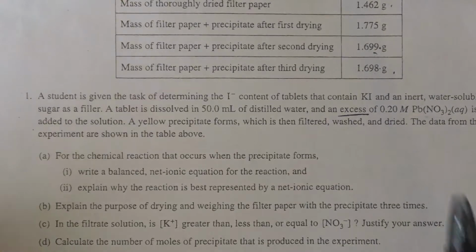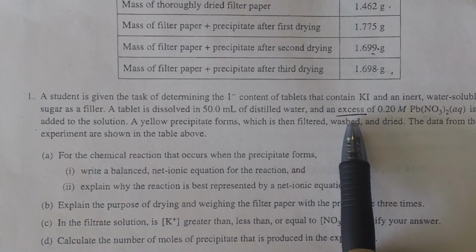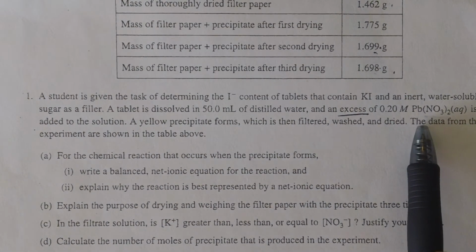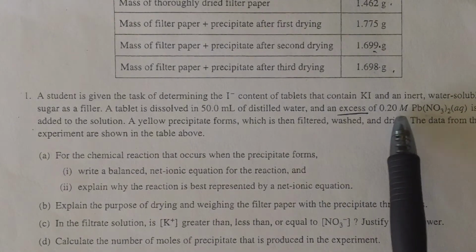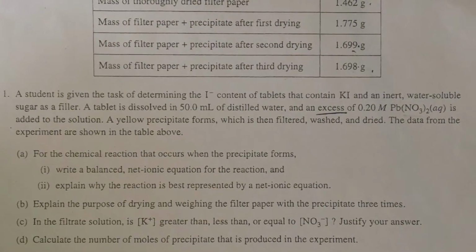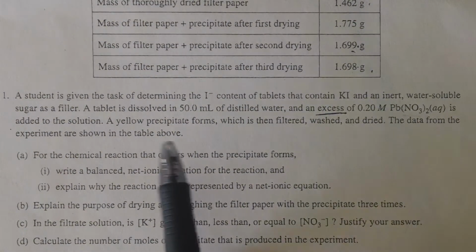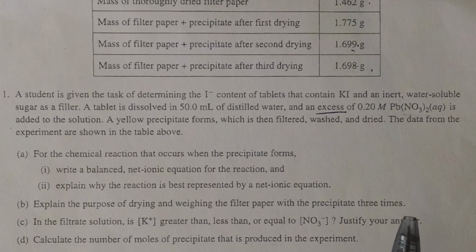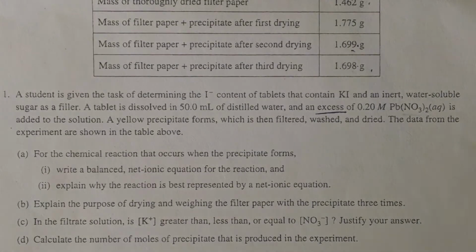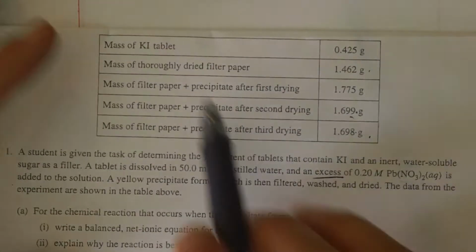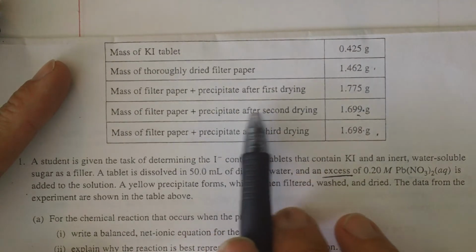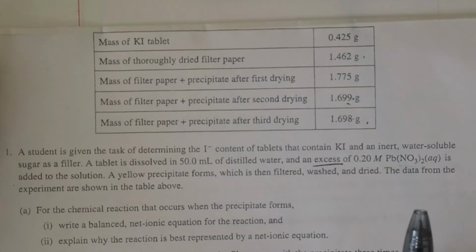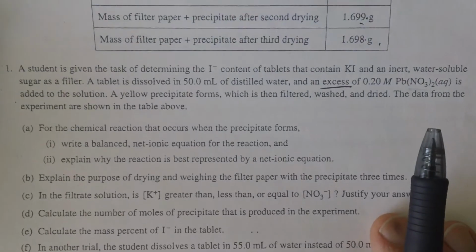And so the tablet is dissolved in 50 mL of distilled water, with an excess of 0.2 molar lead nitrate. And we have iodide, chlorides, bromides, iodides. We should be looking for silvers, mercuries, or leads. And there's that lead, so that's where our precipitate is going to come from. It says a yellow precipitate forms, which is filtered, washed, and dried. The data from the experiment is shown in the table above. The table has a tablet, it has filter paper, and then it talks about the precipitate that's formed drying several times, and it will ask us a question about that here in a second.